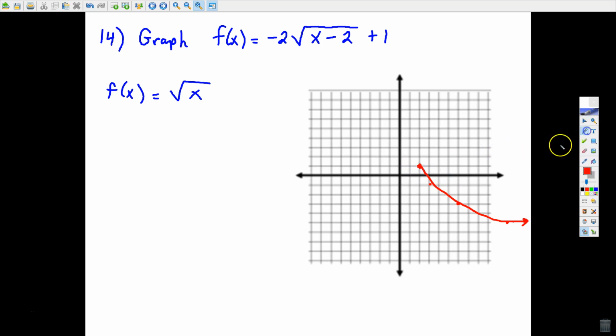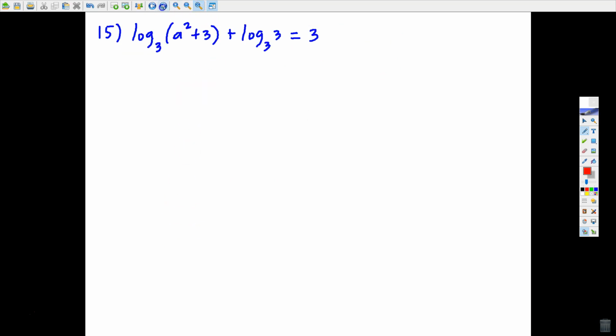Okay, so I just want to refresh your memory a little bit on how to do these square root functions. What does the parent look like? And then how do we transform the parent?